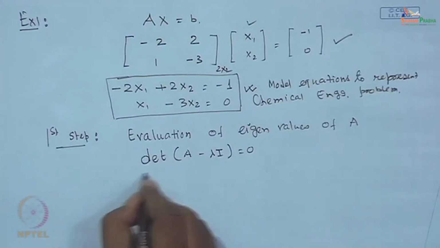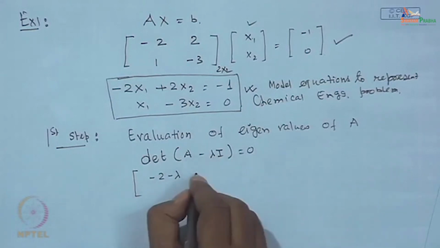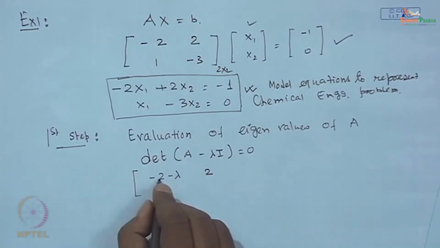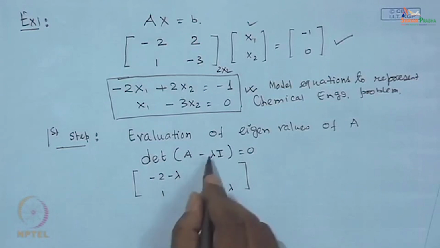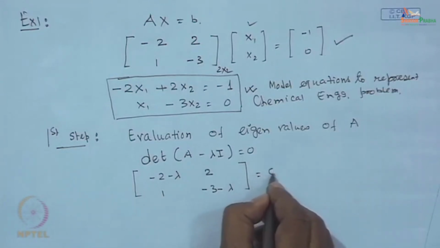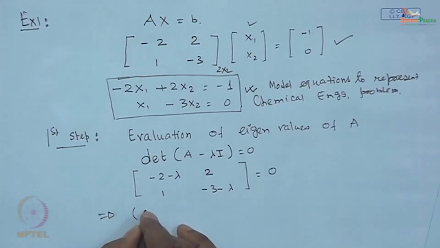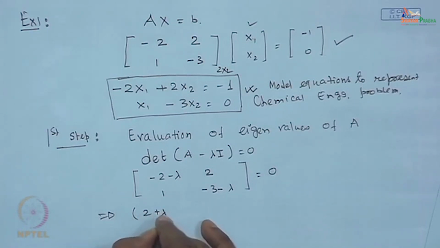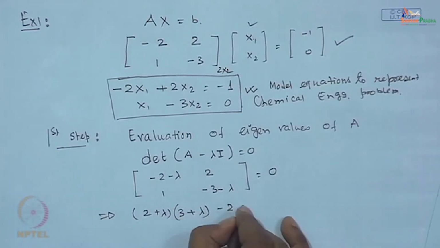Minus 2 minus lambda, 2, 1, minus 3 minus lambda, that is the determinant of A minus lambda I, which should be equal to 0. So, if you open up this determinant, this into this minus this into this, it will be 2 plus lambda, minus minus plus, so it will be 3 plus lambda minus 2 equal to 0.